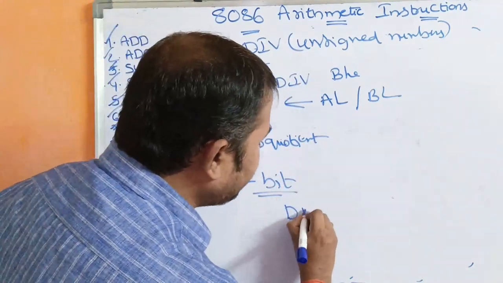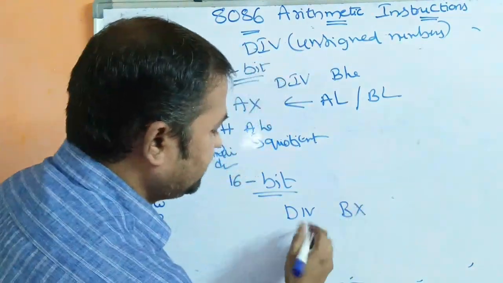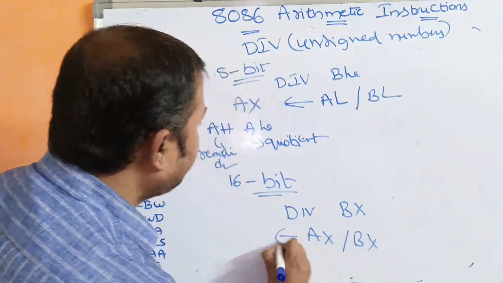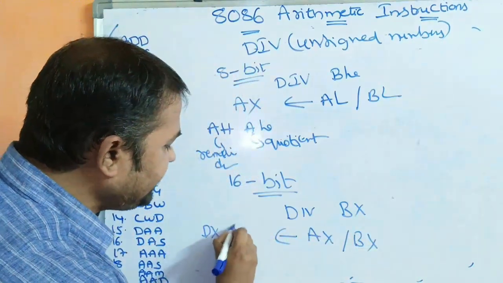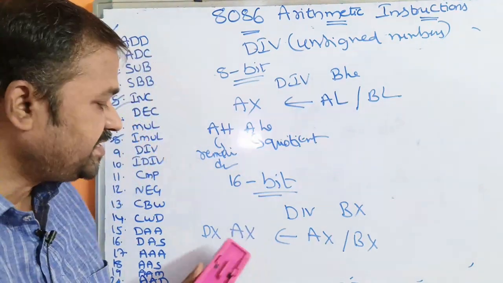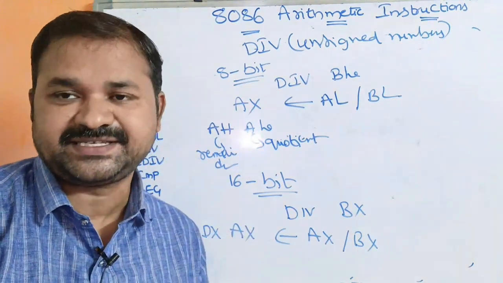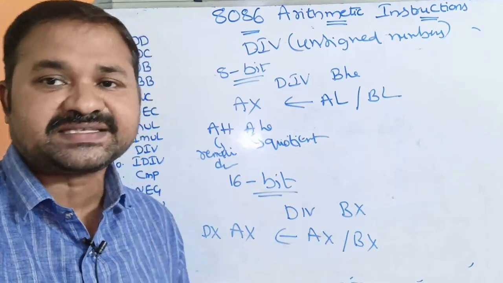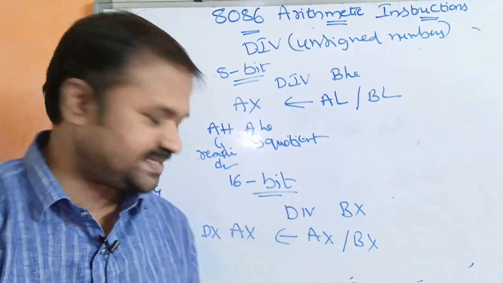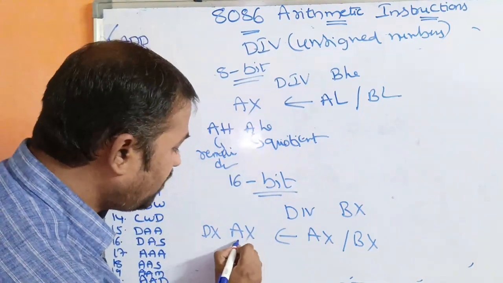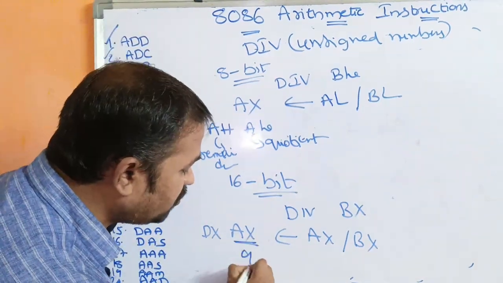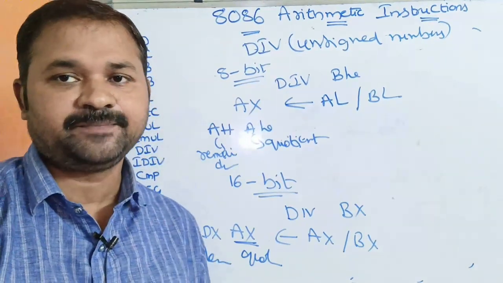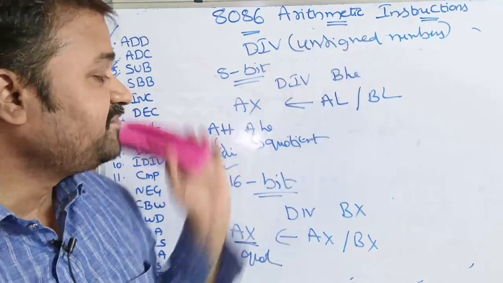Now let us see 16-bit division. DIV BX. AX by BX will be performed, and the result will be stored in DX AX. Here DX is the default register. AX will contain the quotient, whereas DX will contain the remainder. So this is about the DIV instruction.